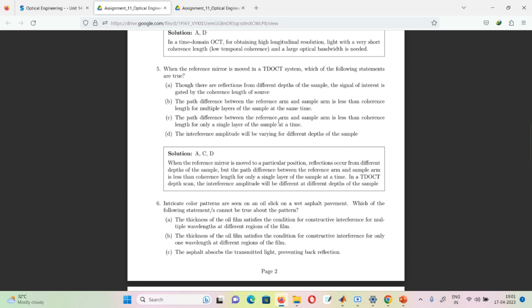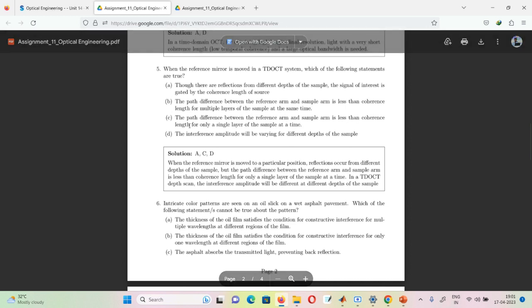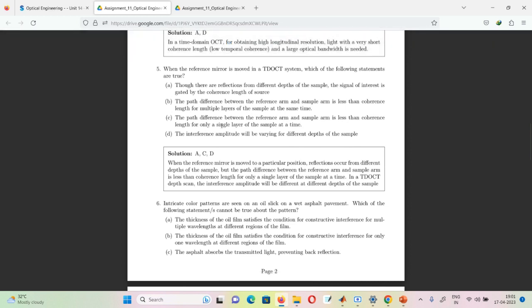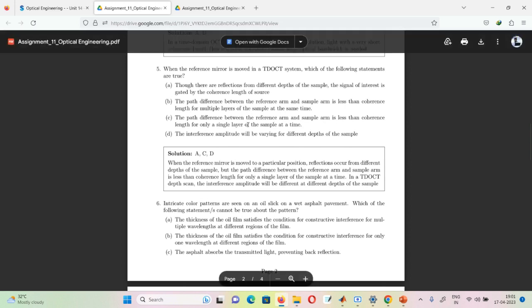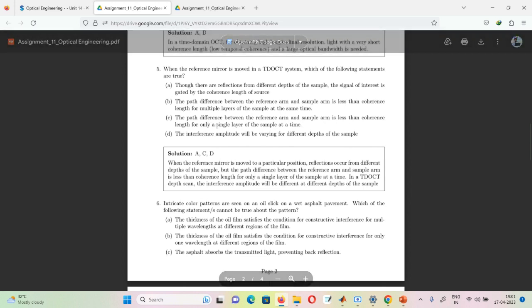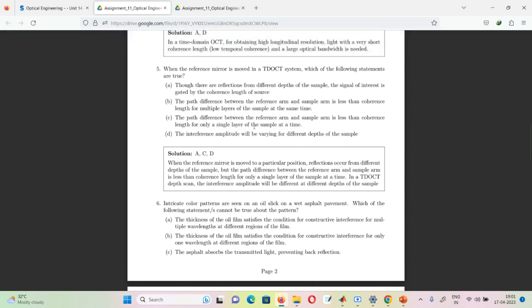The path difference between the reference arm and the sample arm is less than the coherence length for only a single layer of the sample at a time. Okay, path difference between reference and the sample arm is less than coherence length for only a single layer of that sample at a time.